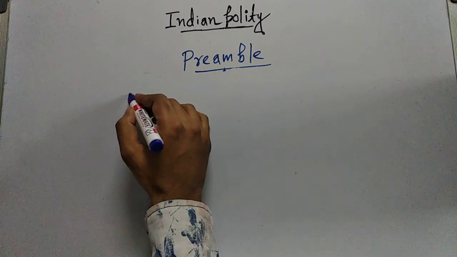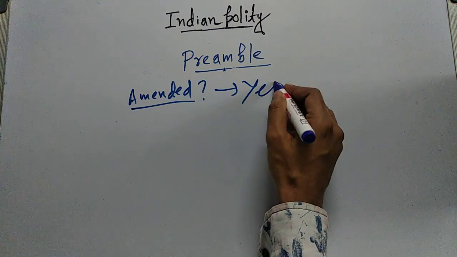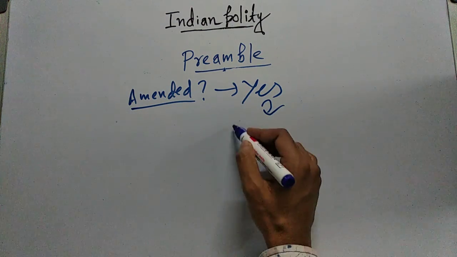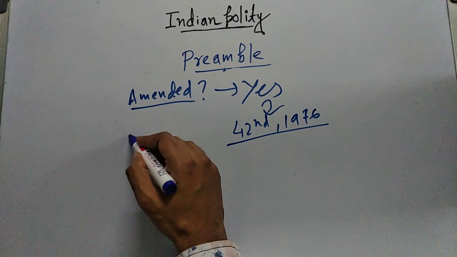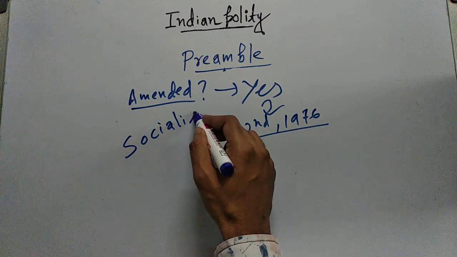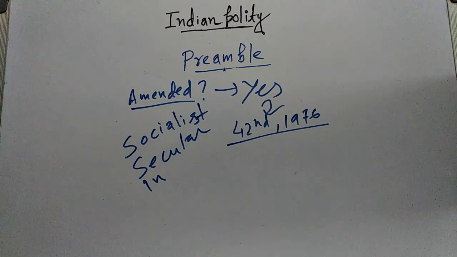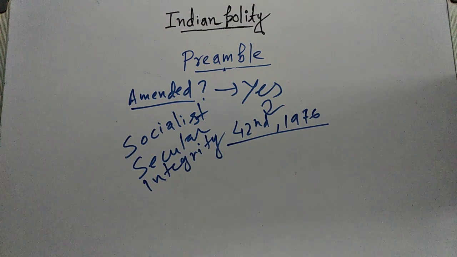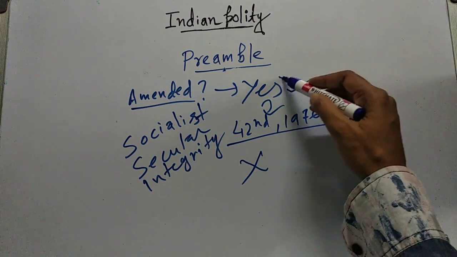Now the question is whether the preamble can be amended or not. The answer is yes, the preamble can be amended, and it has already been amended through the 42nd Constitutional Amendment Act, 1976, through which three words were added in the preamble of the Constitution, that is socialist, secular and integrity. So the present position is yes, the preamble can be amended, but those parts of the preamble which are part of the basic structure of the Indian Constitution cannot be amended. So except for the basic structure, the preamble can be amended.